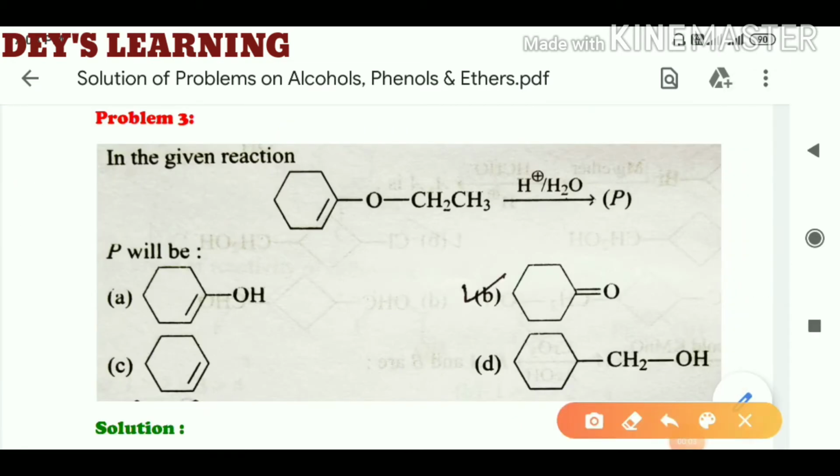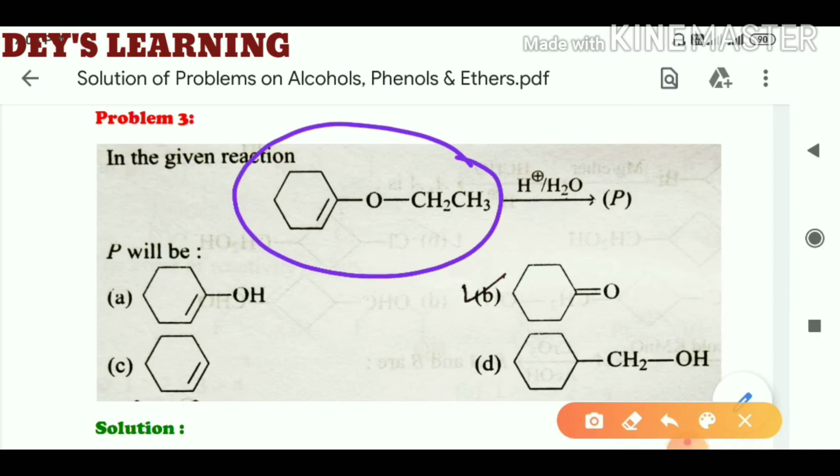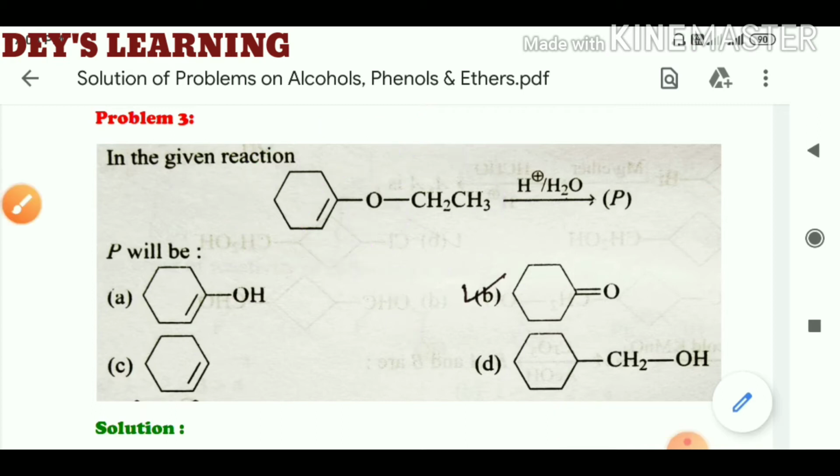In this problem, this molecule is given, and take a close look here. This is actually an enol ether molecule. One ether bond is here, and this is actually the enol form. This carbon contains 1 double bond, plus ether. So this is an enol ether molecule, and on hydrolysis this compound will form a product. Our question is, which one will be the product of this reaction?